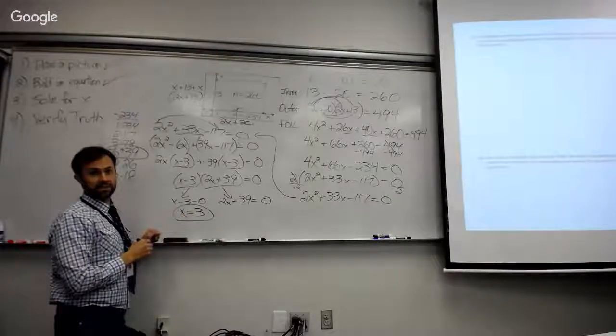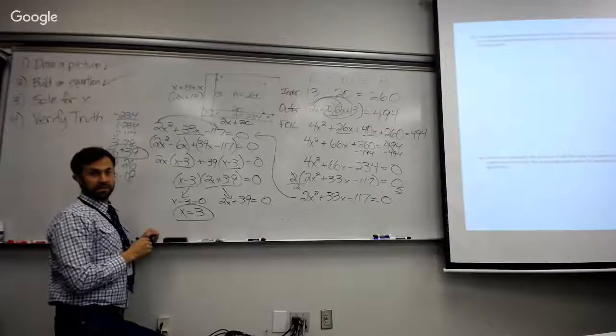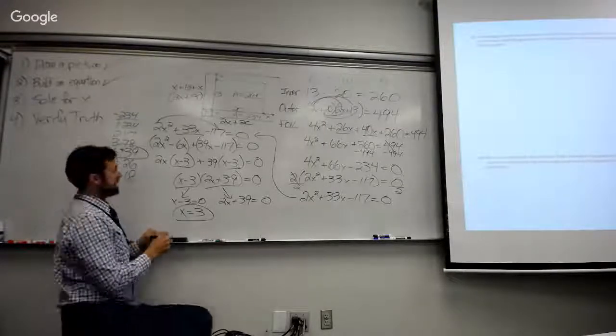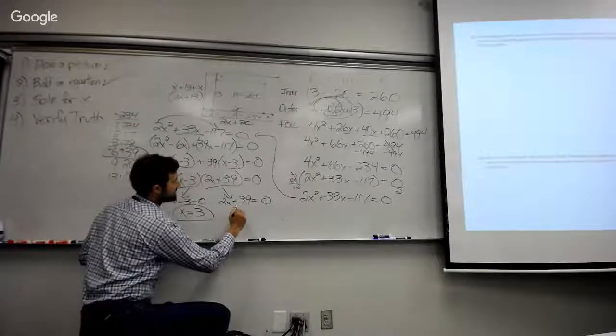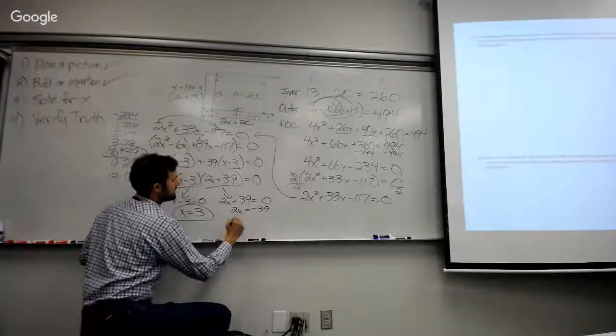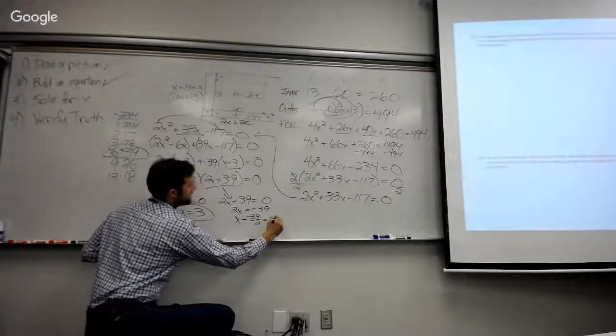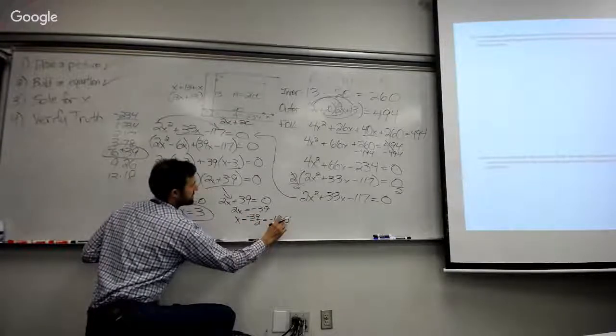What do you think? Does that sound reasonable? A 3-foot path? Yep. That sounds reasonable for people who like to walk. A 3-foot path is pretty good. And then 2x plus 39, that'd be 2x equals negative 39. And so x equals negative 39 halves, which is negative 19.5.